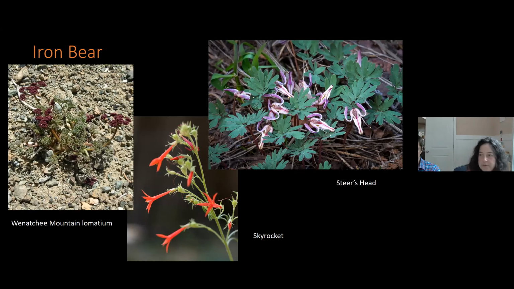Cheryl's going to lead a trip to Iron Bear, and a Washington Native Plant Society field trip description said the best parts of this hike are where the forest opens up to steep meadows and rock outcroppings that support a spectacular diversity of plants. So you might see the Wenatchee Mountains lomatium, which is endemic to this area, skyrocket or scarlet gilia, and then the steer's head, which is actually a pretty small plant. If you're lucky, you'll see it near the summit. And Iron Bear, I think the name comes from the convergence of Iron Creek and Bear Creek.